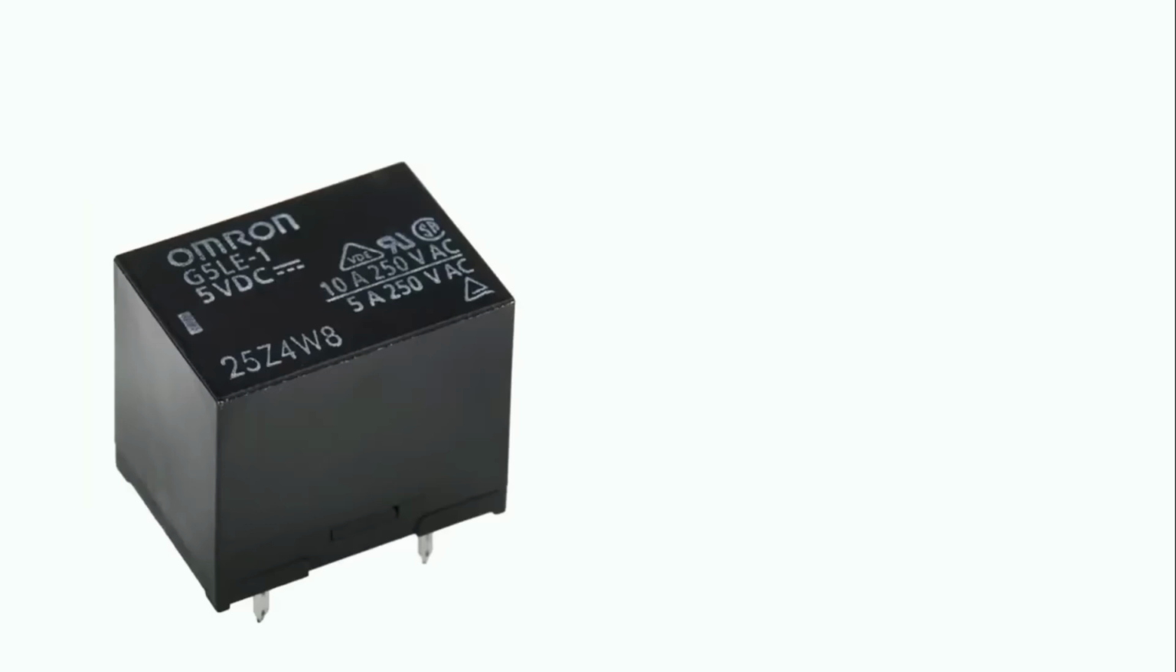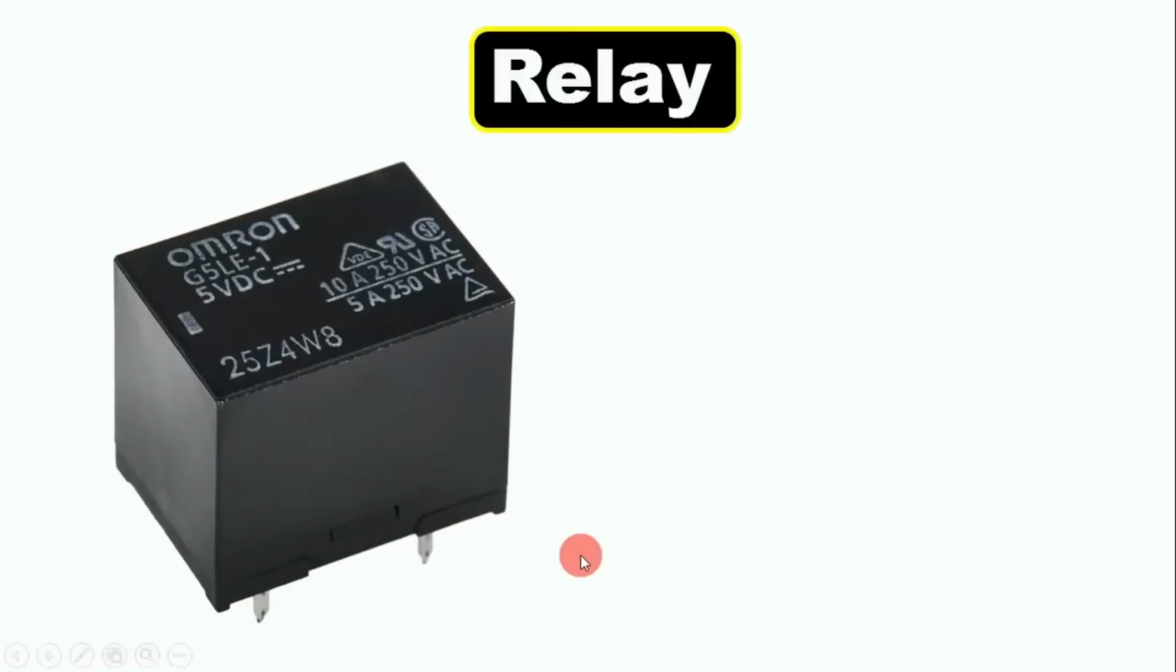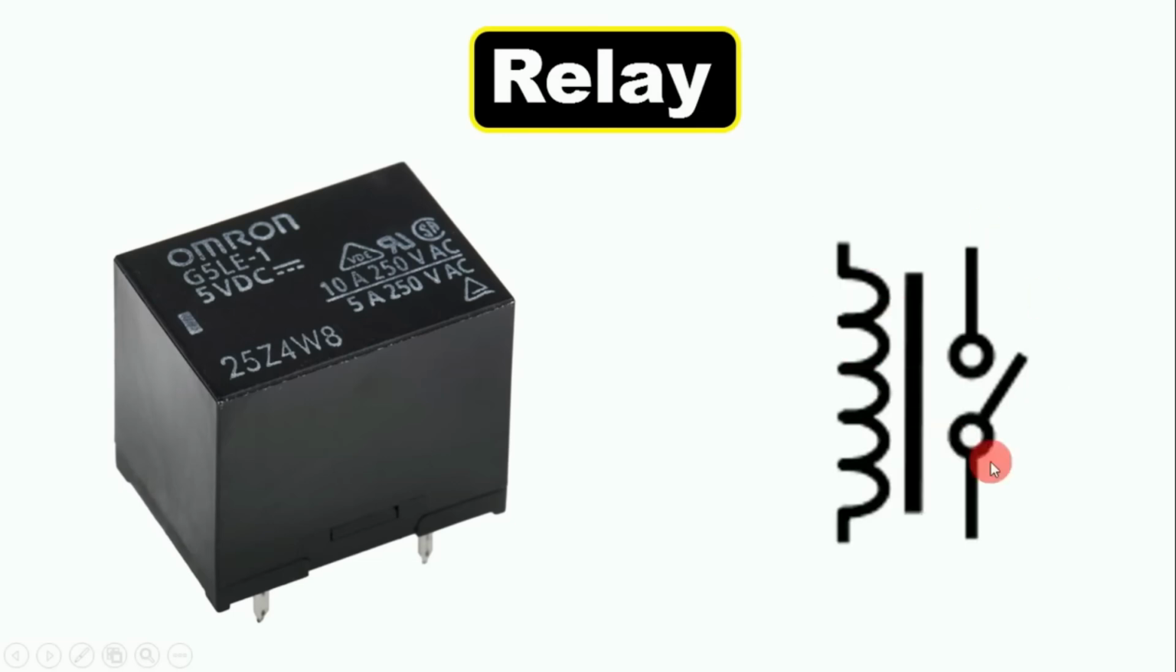Now friends, the last component of this video is left. This component is known as a relay. The symbol of a relay is made like this. We use this relay in a circuit where we have to operate high voltage and high current. Now friends, in this relay, there is a coil. Like here you can see a coil is made.